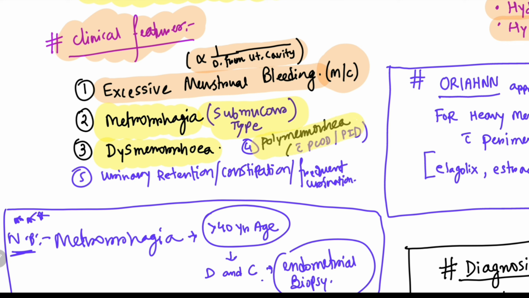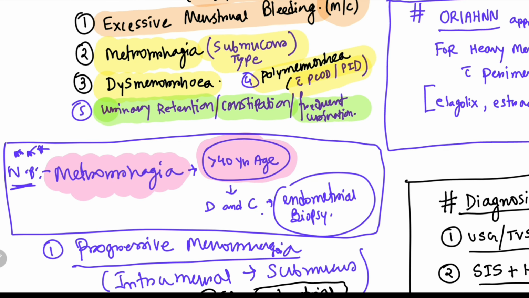There can be polymenorrhea when the fibroid is associated with polycystic ovarian disease or pelvic inflammatory disease. Associated symptoms can be urinary retention, constipation, and frequent urination. These are due to compression of the urinary bladder or the rectum. Now about metrorrhagia, one important thing is if it is seen in women more than 40 years of age, then you should advise dilatation and curettage and send for endometrial biopsy to rule out any endometrial carcinoma.